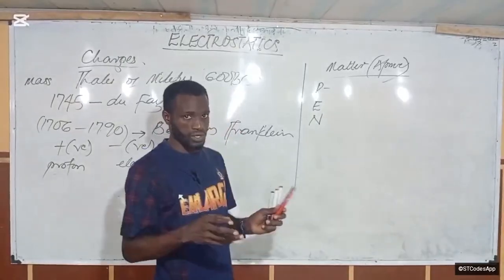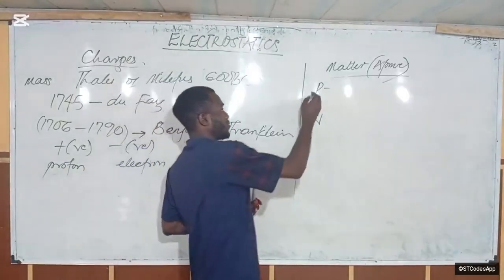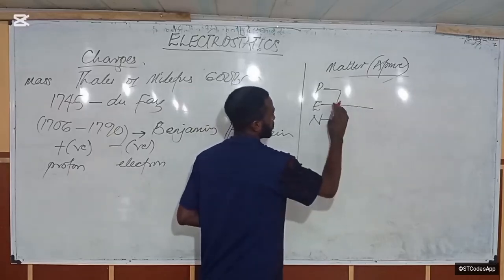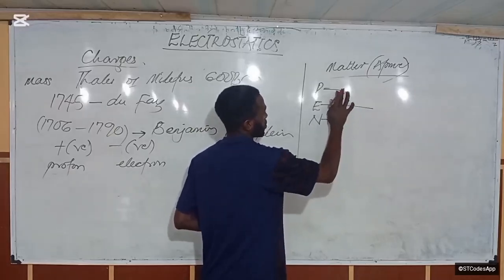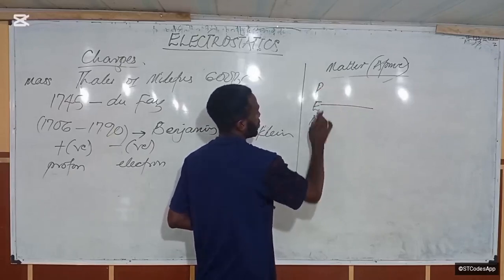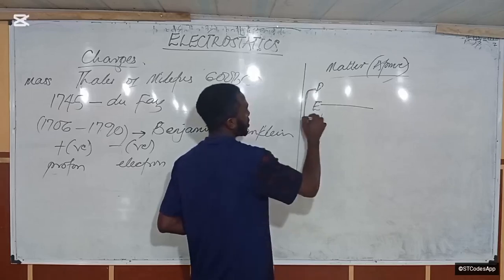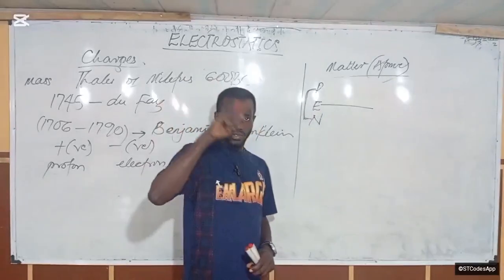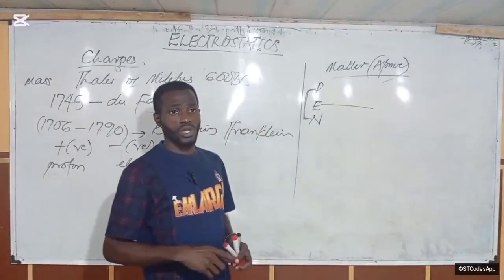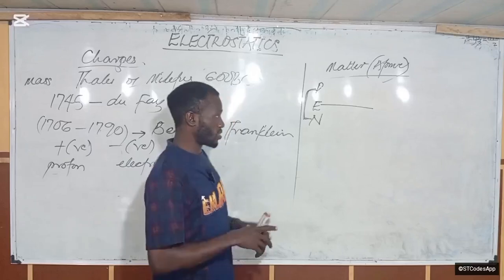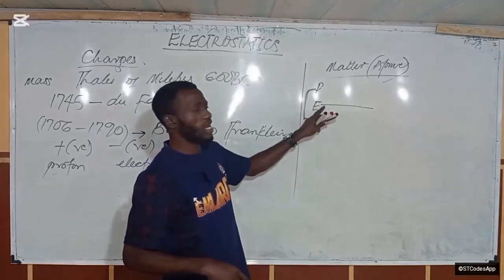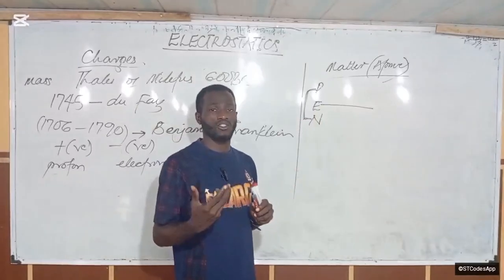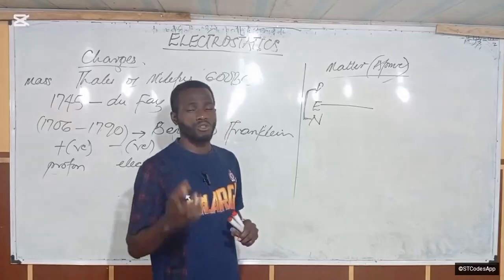And in the nucleus of the atom, we have the proton and the neutron. But the electrons move around the nucleus in different orbits, okay? So these electrons are the ones that are mobile, that are exchanged between matter.